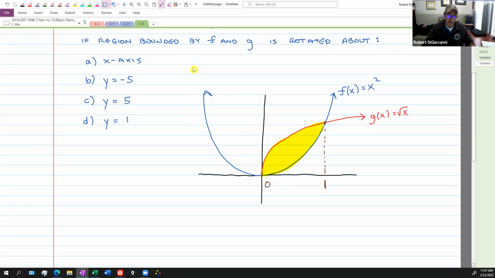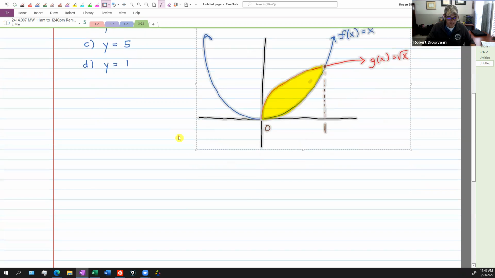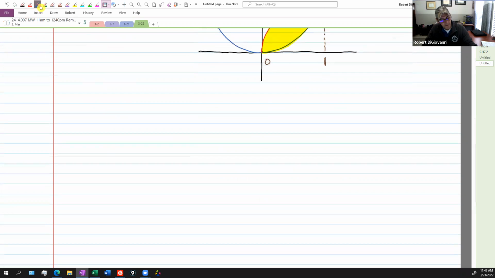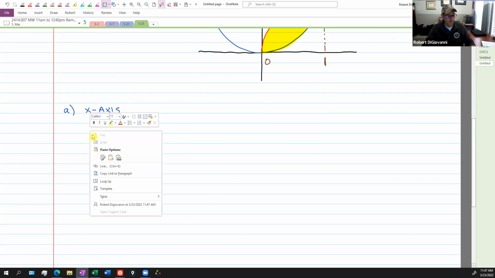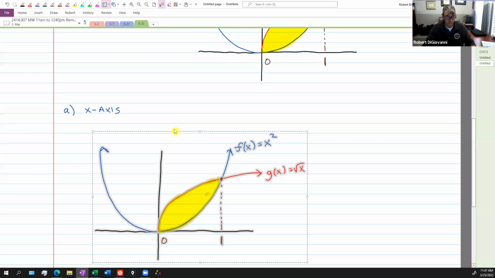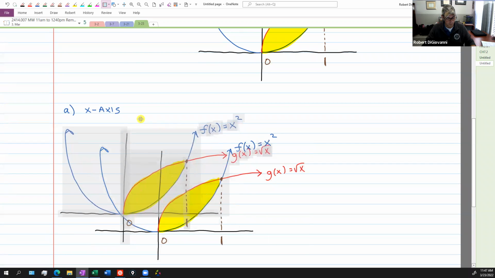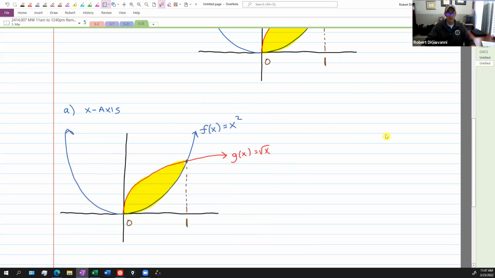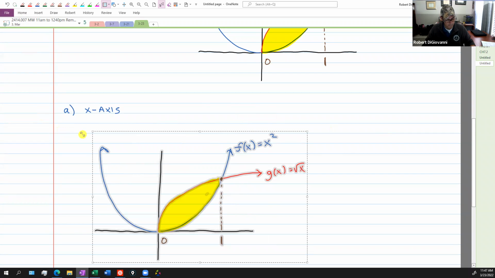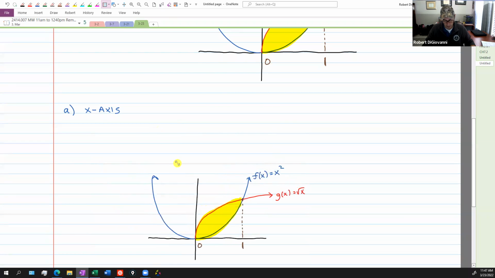All right, now I'm going to have the fortune of being able to copy and paste here. Let's do part A. I want to rotate it around the x-axis. So I'm going to redraw everything, and then let me make it a little bit smaller.